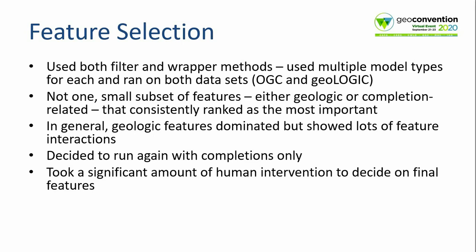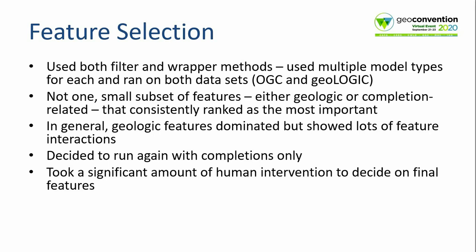Confounding variables occur when one variable takes importance away from another one. One of the first things we recognized was that geological features dominated all of the models and showed a lot of feature interaction. We were afraid then that the geological feature importances might be masking the importance of the completion parameter, so we decided to run the models again with completion features only.